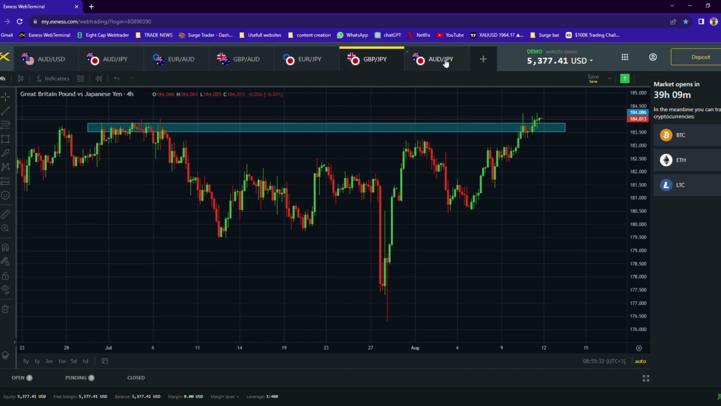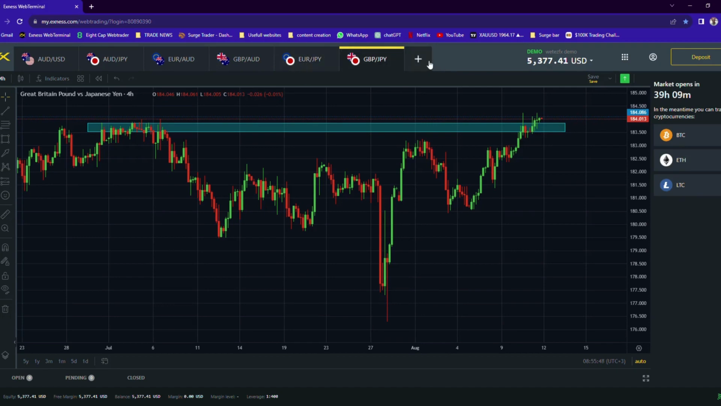So AUD JPY can always be analyzed together with the AUD pairs, and Euro and GBP can be analyzed together. So this is our second pair.